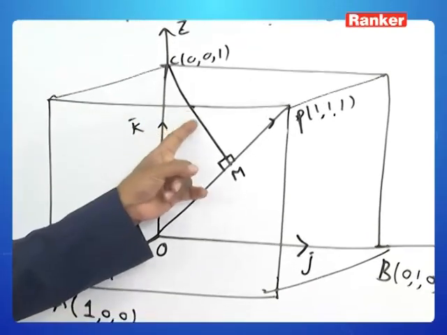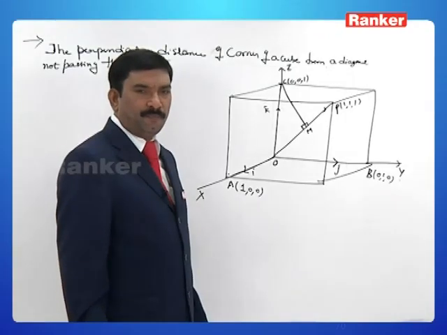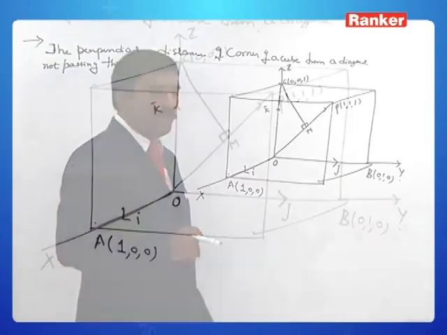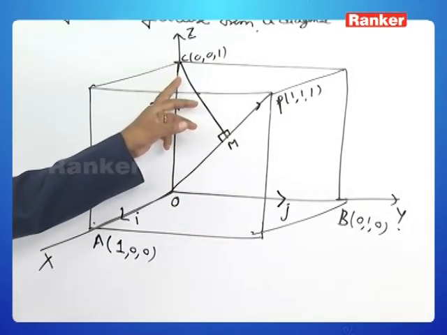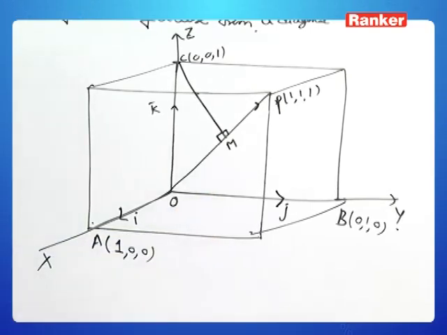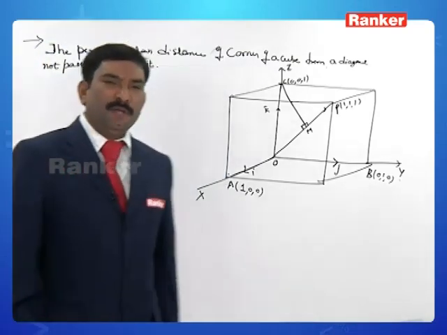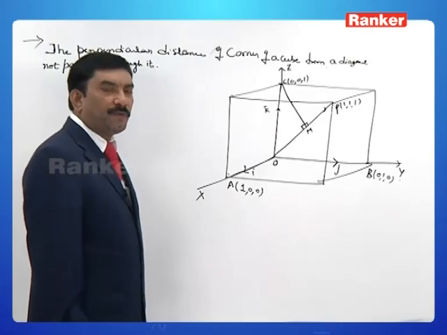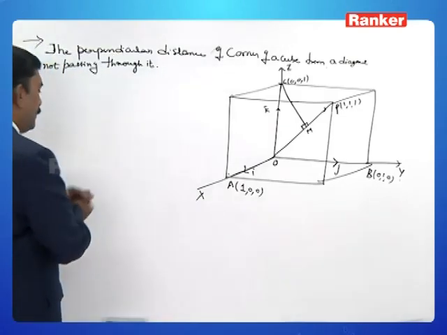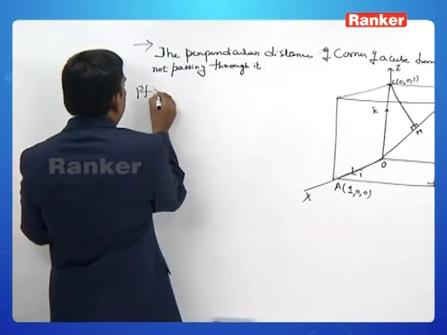From this, I am supposed to find the perpendicular distance. This is the perpendicular distance CM. We are supposed to find it from the corner C to the diagonal OP, which is not passing through it. Followed? So this is C, and from it we have to find the perpendicular distance. Let us start. We completed the figure. Now the proof of this is very simple.